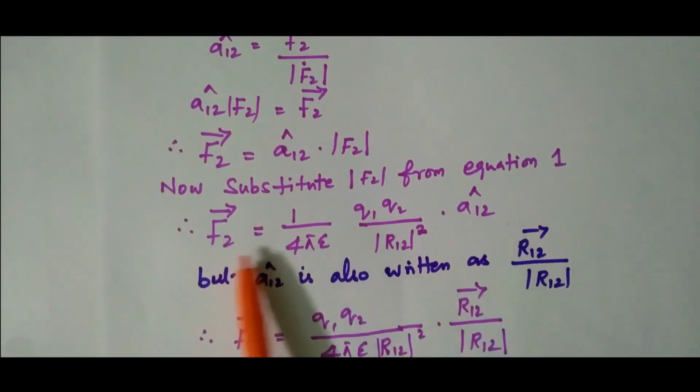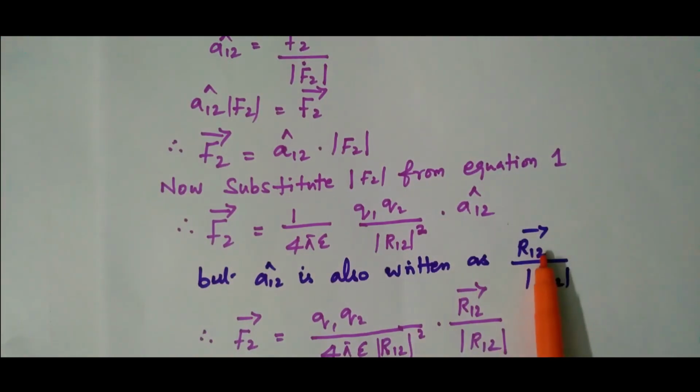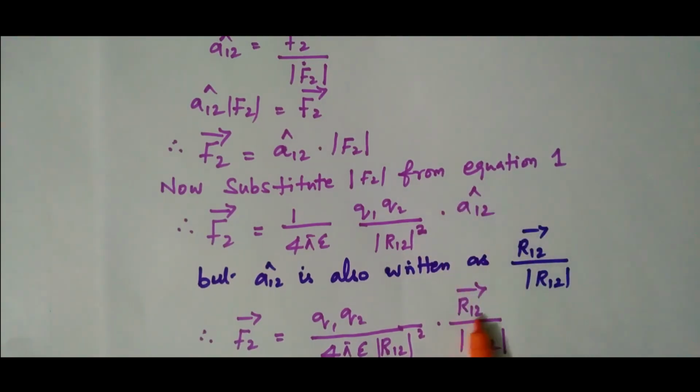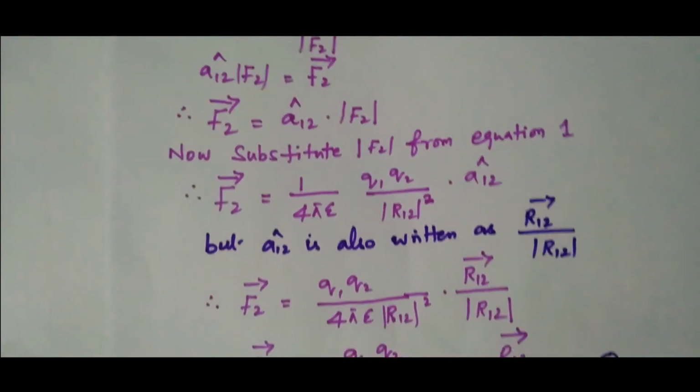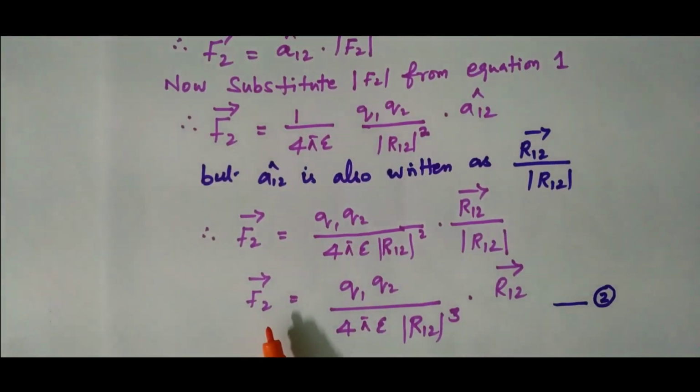Now it is in a vector form. But a12 in another form is r12 vector by r12 in terms of distance vector. So we can replace this a12 by r12 vector by r12. So finally what we got, F2 vector equals q1 q2 divided by 4 pi epsilon r12 cube into r12 vector. This equation number 2 is completely the vector form. Equation 1 is the scalar form.